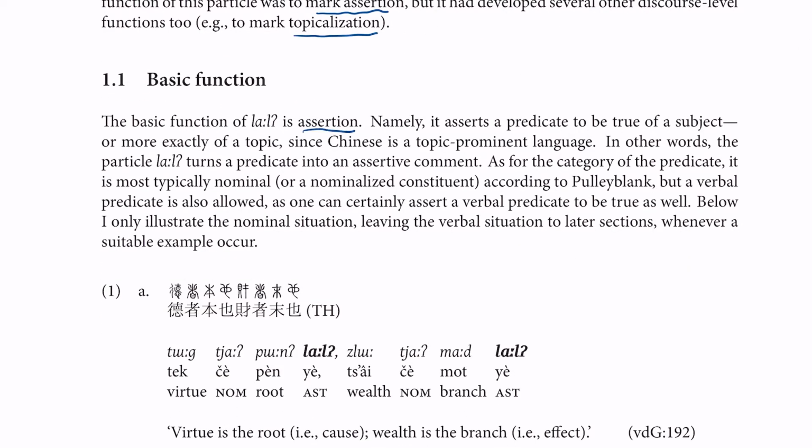Assertion means we want to assert a predicate to be true of a subject, or more exactly, a topic. In other words, the particle lao turns a predicate into an assertive comment. As for the category of the predicate, it is most typically nominal, or at least a nominalized constituent, but a verbal predicate is also allowed, because one can certainly assert a verbal predicate to be true as well.